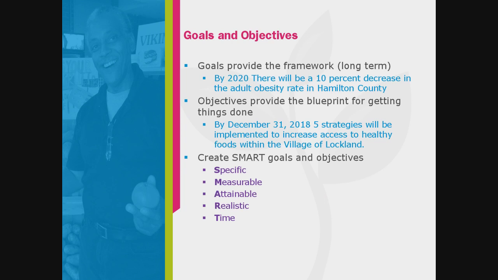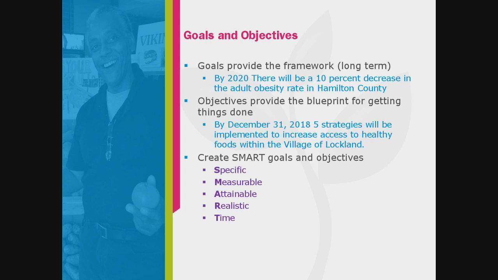So, goals and objectives. Goals provide the framework. They are the long-term plan, the vision for your team or community. An example of a goal would be, by 2020, there will be a 10% decrease in the adult obesity rate within Hamilton County. So there's a time on it, by 2020. It's specific. We'll have a 10% decrease, which is measurable because we have a data source for adult obesity. We feel like that would be attainable and a realistic goal.